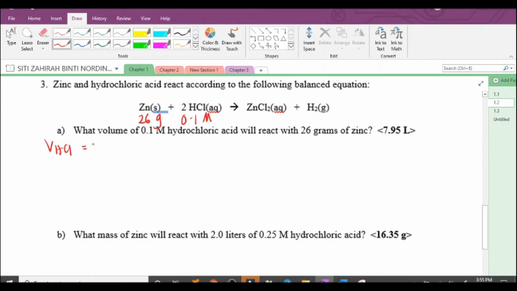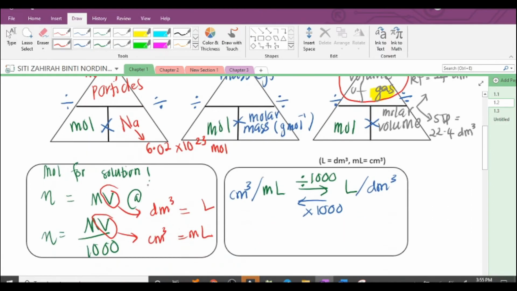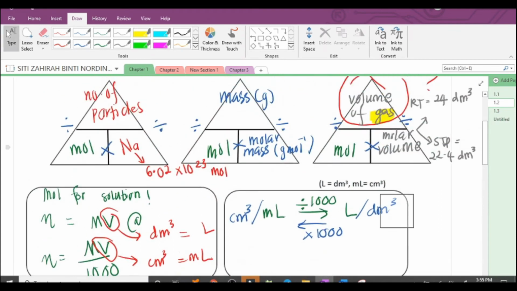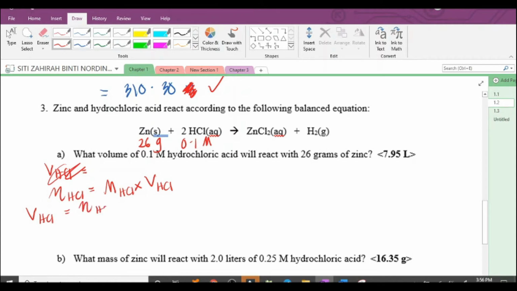So can we use this formula? No. Okay, so for solution or aqueous, you can use this formula. Okay, but beware, your volume must be in liter. So we're going to use this formula. So mole of HCl is equal to molarity of HCl times volume of HCl. So volume of HCl is equivalent to mole divided by molarity of HCl.